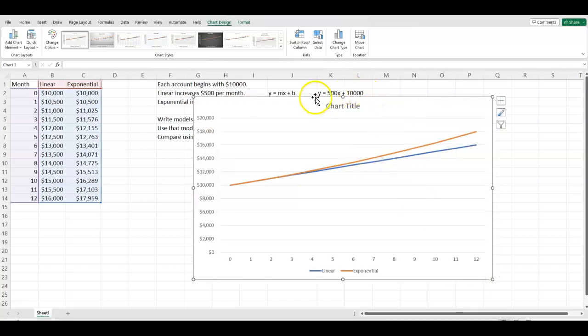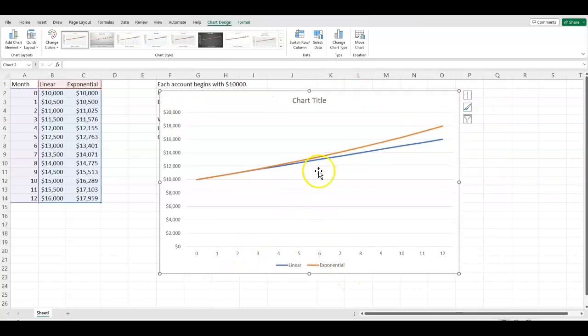So this line graph, and I'll make it bigger so we can look at it. It gives me months 1 through 12, and you can see that the linear is blue, which makes sense because it is just a straight line, and the exponential has got a little bit of a curve to it. The larger the percentage of increase, the steeper that curve would be. So 5% is a pretty small percent, so it's going to be a pretty small curve.